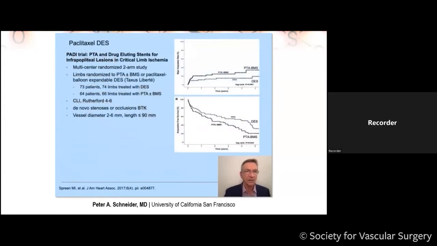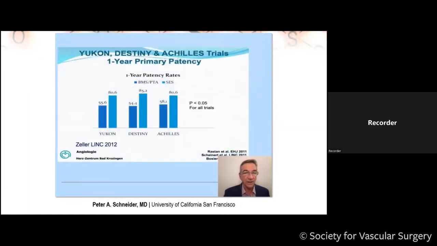What about paclitaxel drug-eluting stents? Well, this is the PADDY trial, which has 5-year results, which you can see here. This is a coronary paclitaxel balloon expandable DES, demonstrating out to 5 years at least some improvement in amputation and amputation-free survival. That has not gone forward in an IDE trial in the United States, so therefore is not approved.